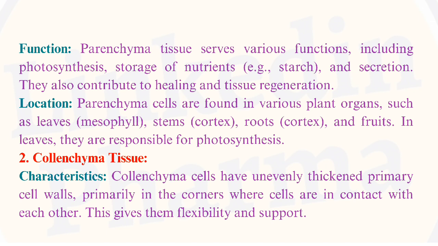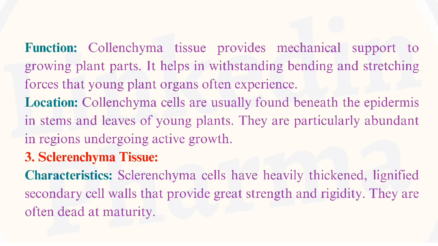2. Collenchyma tissue. Characteristics: collenchyma cells have unevenly thickened primary cell walls, primarily in the corners where cells are in contact with each other. This gives them flexibility and support. Function: collenchyma tissue provides mechanical support to growing plant parts. It helps in withstanding bending and stretching forces that young plant organs often experience. Location: collenchyma cells are usually found beneath the epidermis in stems and leaves of young plants. They are particularly abundant in regions undergoing active growth.